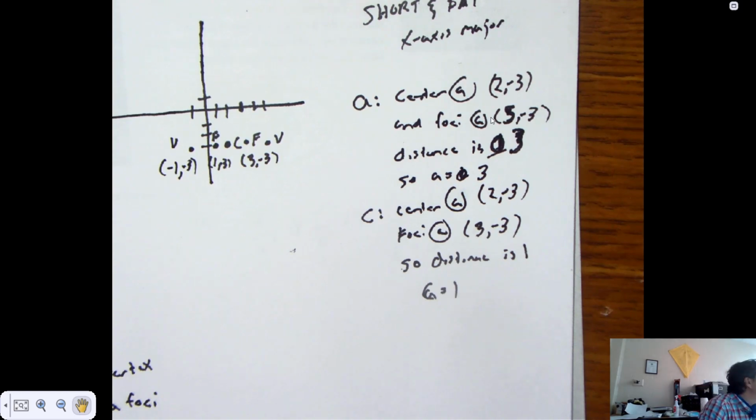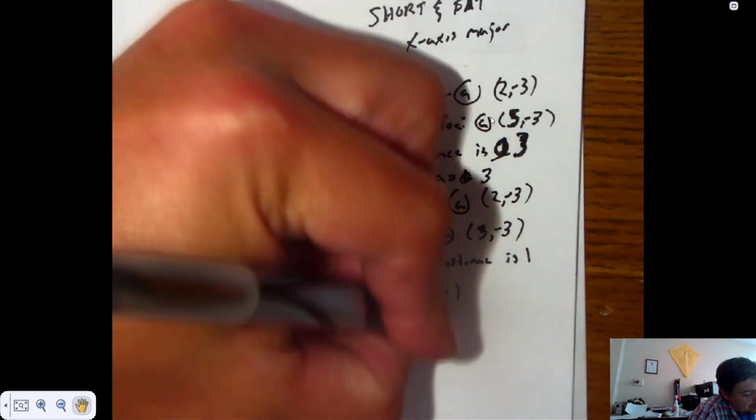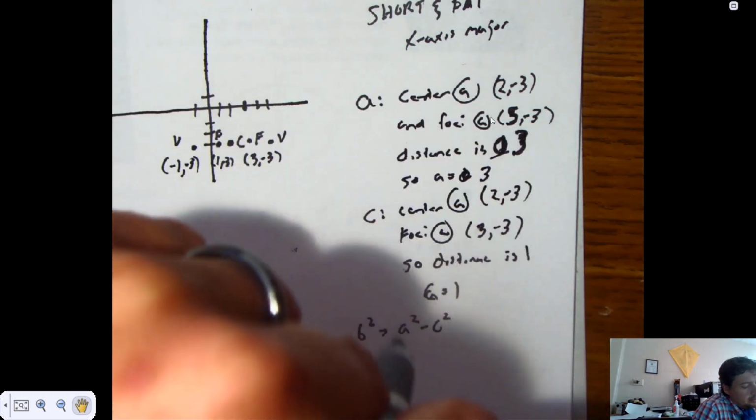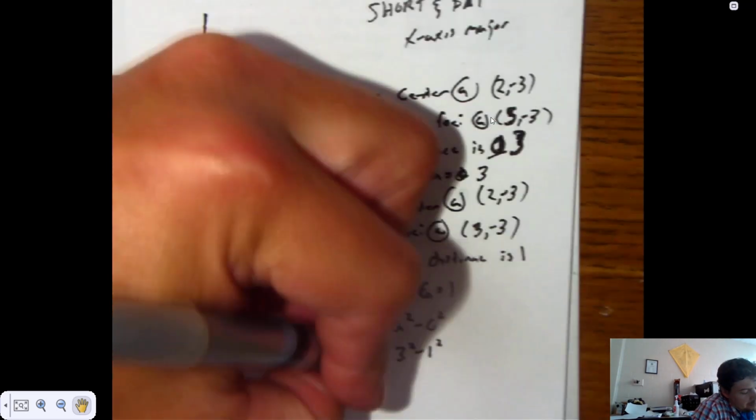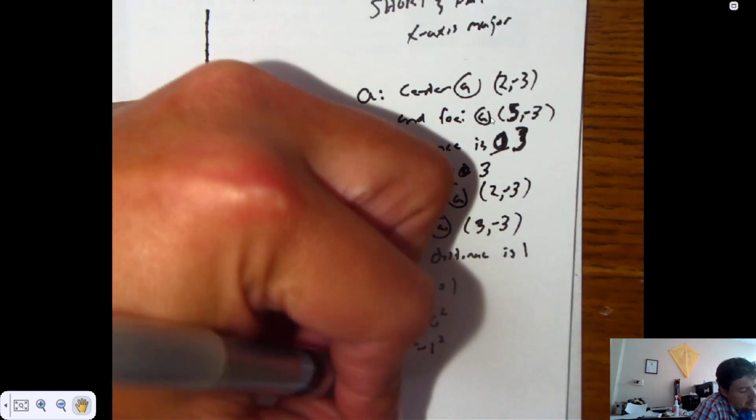Oh, he needs B. What's the formula for B? B squared is A squared minus C squared. Yeah, it gets me too. So we have 3 squared minus 1 squared. That's 8 again, isn't it? So B is plus or minus 2 roots 2.